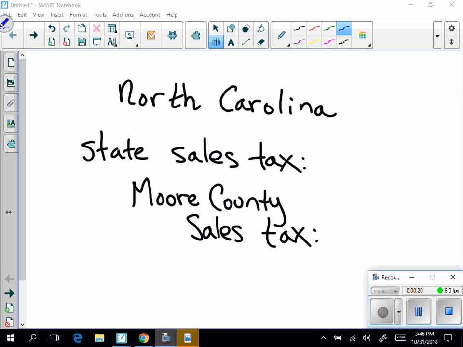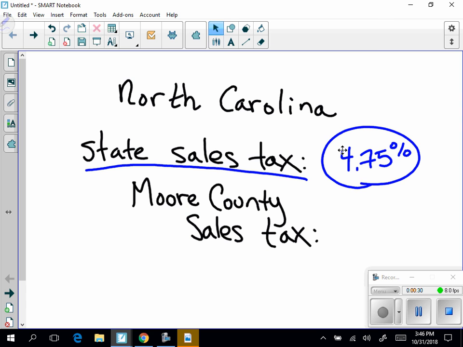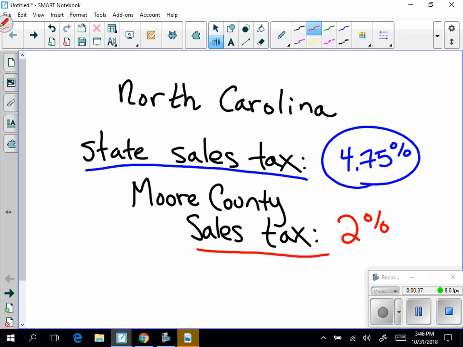In North Carolina, the sales tax rate is 4.75%. That's the state sales tax. And then in Moore County, the sales tax is 2%. So that's the Moore County sales tax rate.